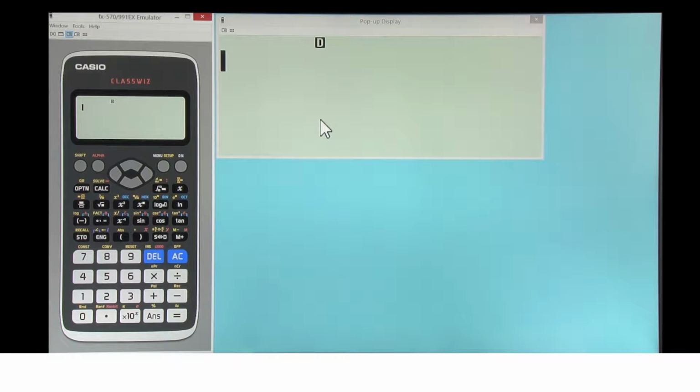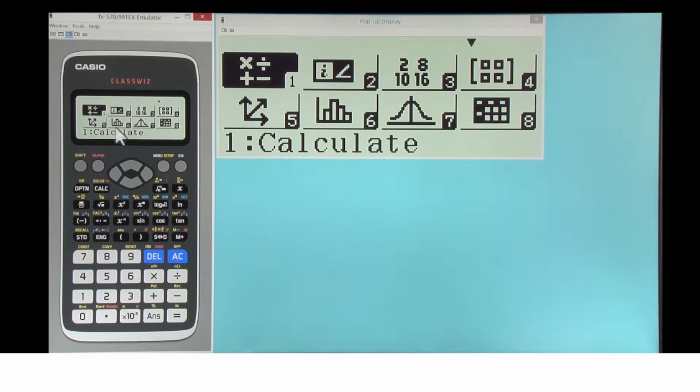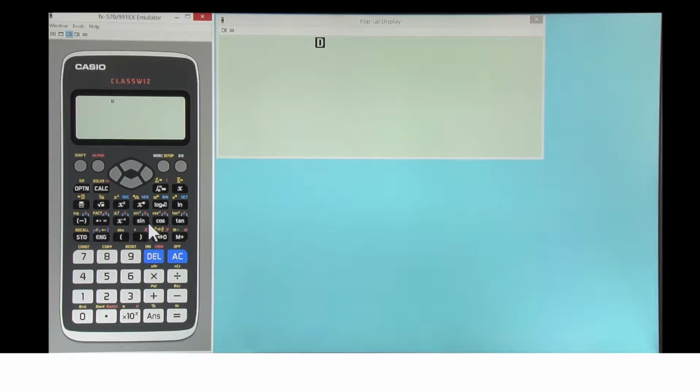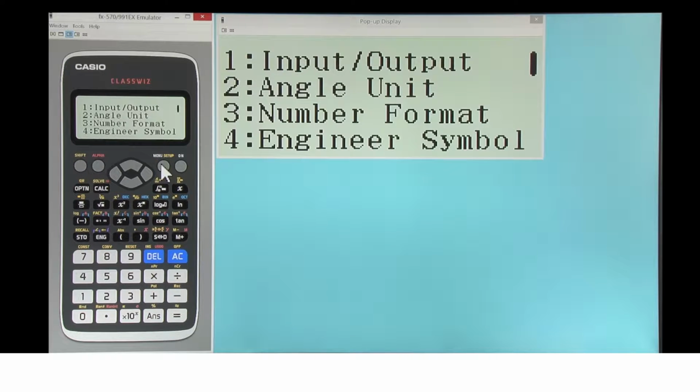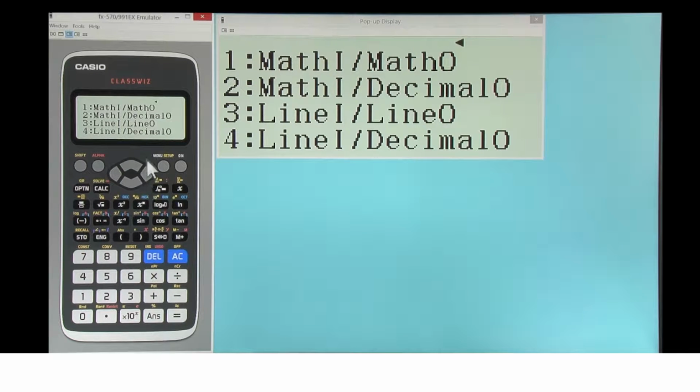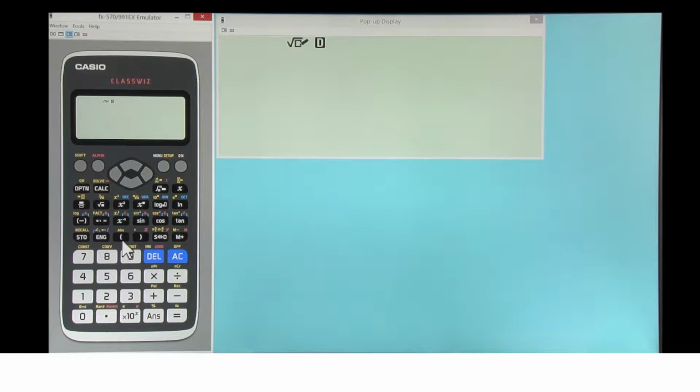We'll be using calculate mode in this video. You can see here that's with number 1, menu and number 1. And we'll need to use math mode. So tap shift and setup and select input and output and choose number 1 for math mode, mathematic input and output. There are 3 ways to represent indices on the ClassWiz.